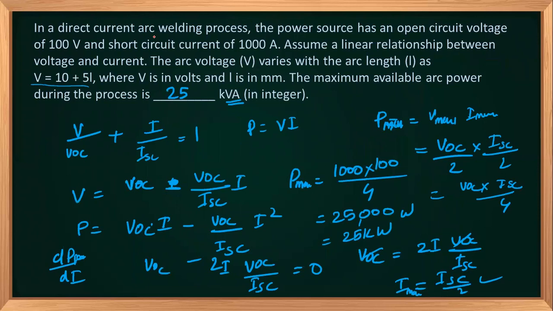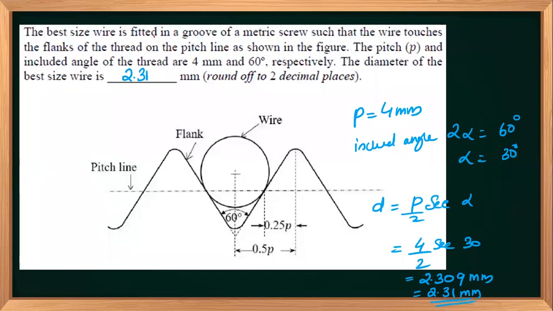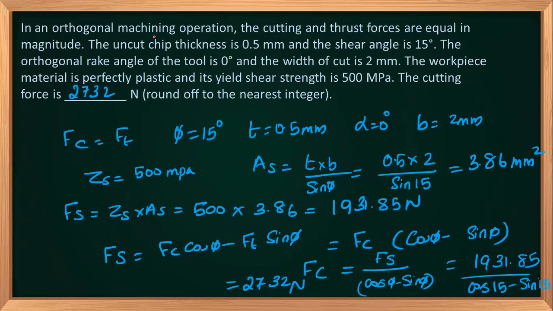If you know the formula Pmax equals Vmax into Imax, and that will be equal to VOC by 2 and ISC by 2, we will be able to straight away find out the two-wire method. Nothing tricky is there. The only thing is the included angle is given as 60, so you should understand that alpha is equal to 30. Its circle diameter is also given. This one from orthogonal machining is very simple, right?